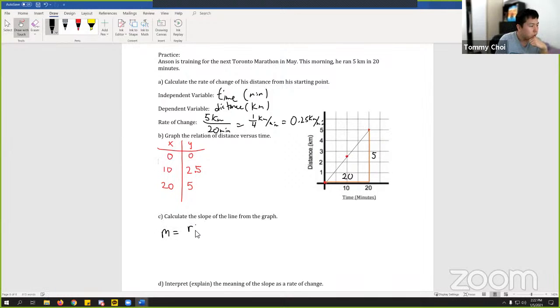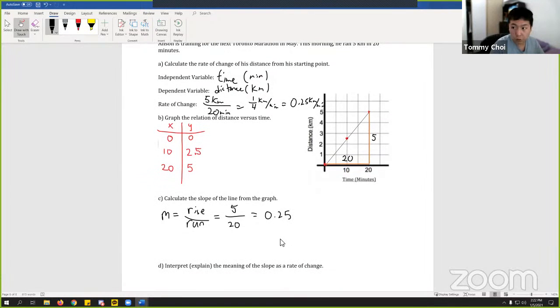We get m is rise over run using our triangle here with our grid. We know the rise is 5 and the run is 20. And we're going to get the exact same thing, aren't we? As we should expect, because we said that the slope is the rate of change. We should get the exact same thing back when you graph it. If you don't get it, something's wrong.